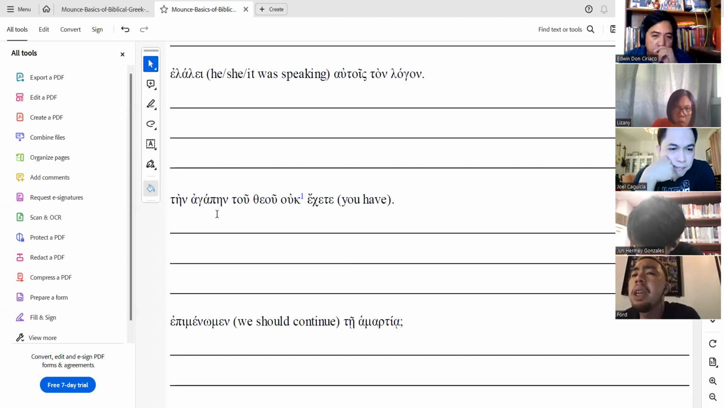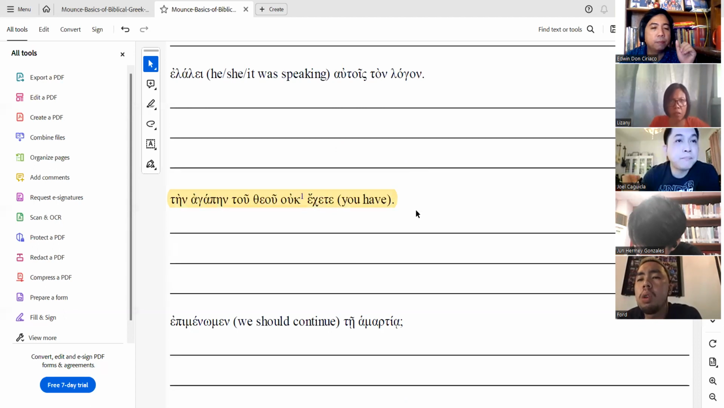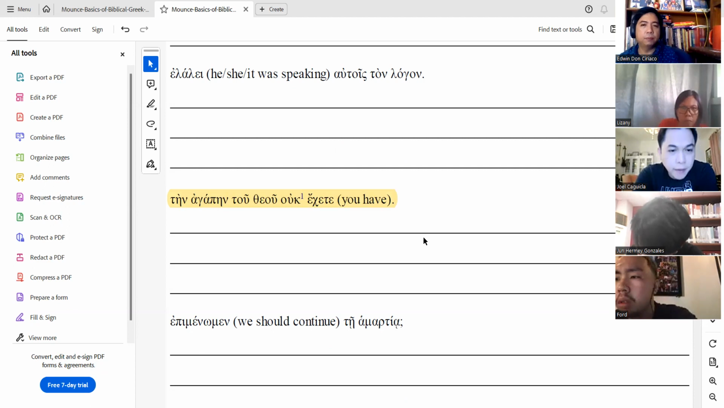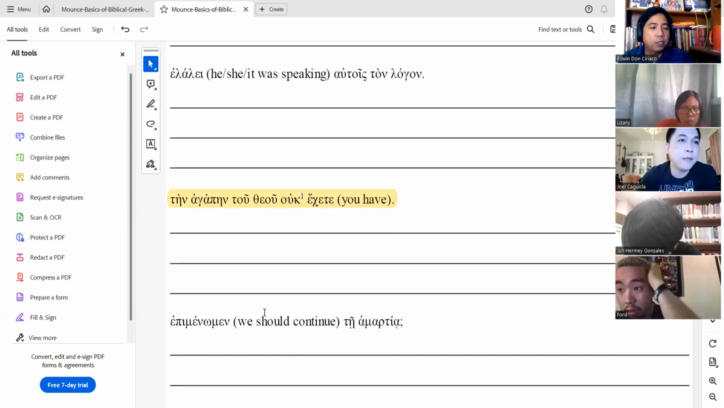And then now, back to Pastor Joel, this one. Tain agape tou theou ouk echete. Yes, sa translation po, you do not have the love of God. You do not have the love of God. Very good.